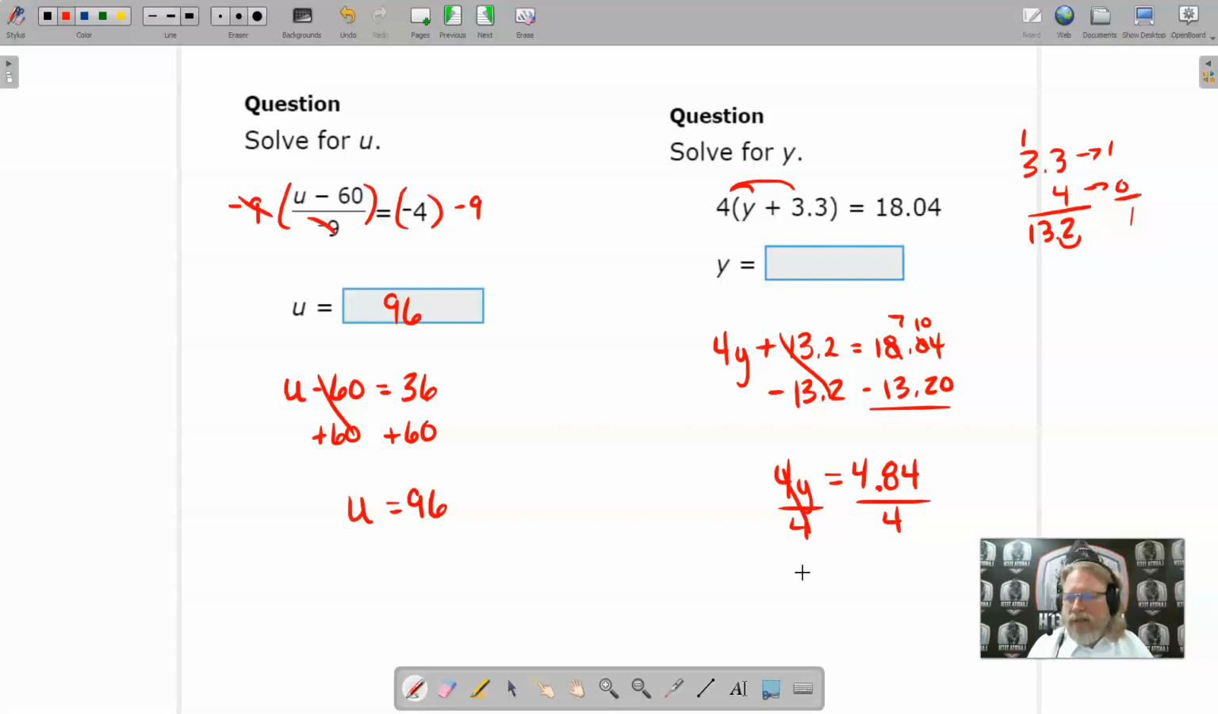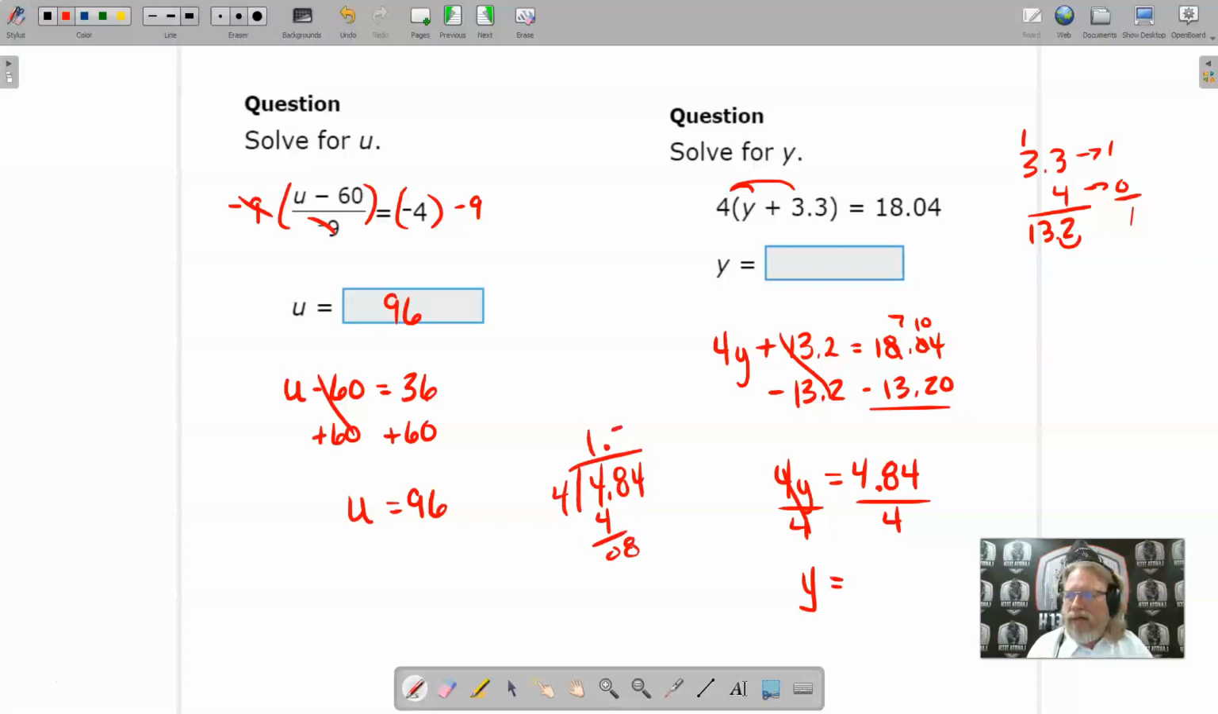The 4's will cancel each other, leaving us with y. And then 4.84 divided by 4. We're going to divide 4.84 by 4, then put our decimal where it goes in our answer. 4 will go into 4 once. And that's going to be 0. Let's bring down the 8.